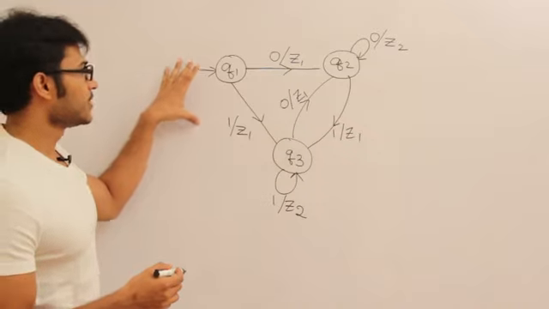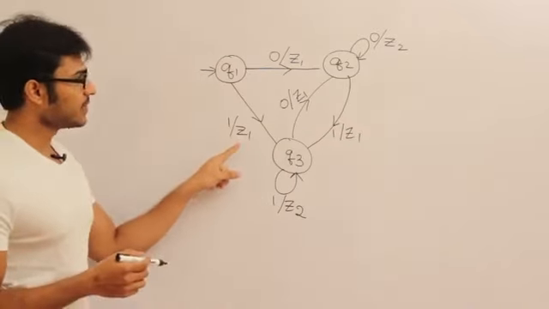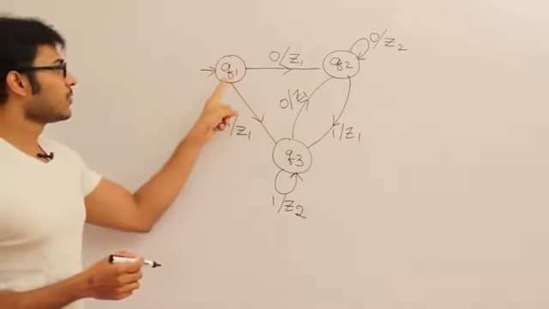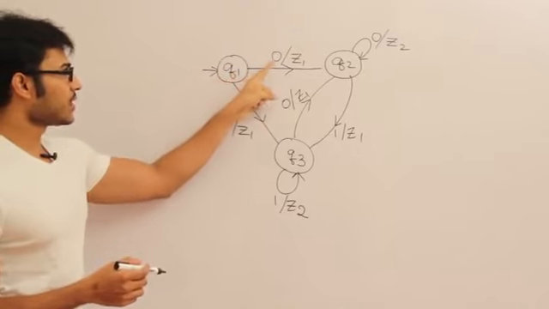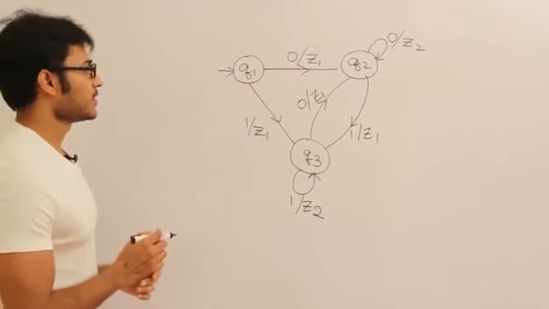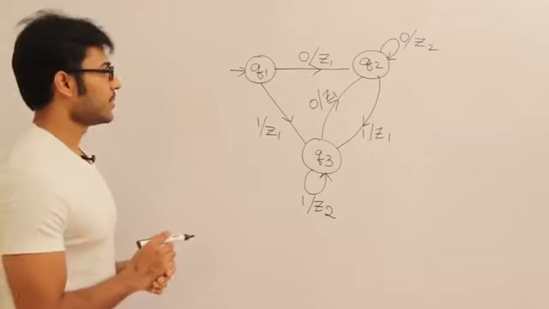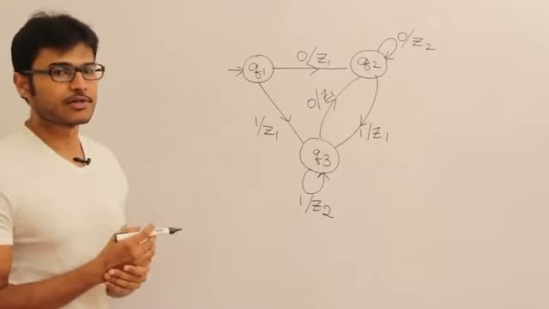Let's now try to convert this Mealy machine to Moore machine. Is this a Mealy machine? Yes. See this, the output is not associated with the states, the output is associated with the transitions. So let's take this Mealy machine and convert it to a Moore machine.